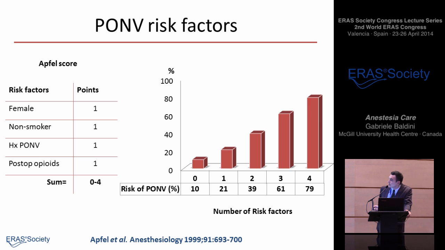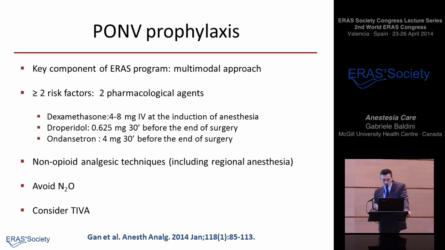They should be treated according to the stratification of the risk. These are the recently updated guidelines; not much changes compared to the 2002 guidelines, I believe. If the patient has only one risk factor for postoperative nausea and vomiting, you can use one antiemetic agent, either dexamethasone, droperidol, or ondansetron. With more than two risk factors, you need to use 2 prophylactic antiemetic agents.